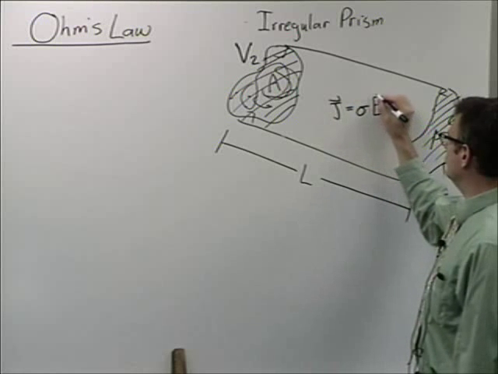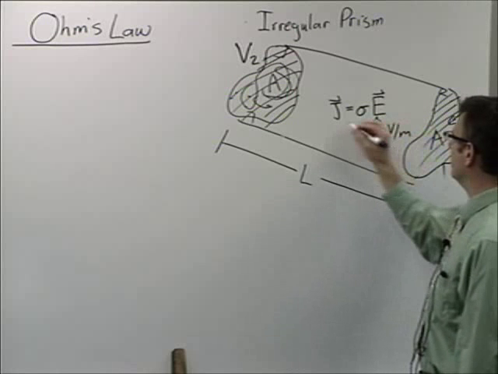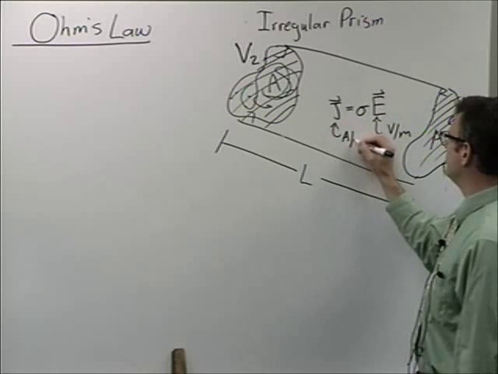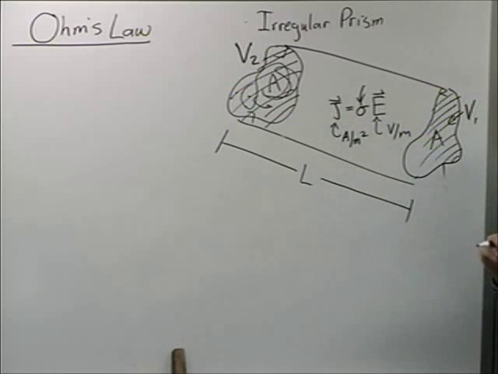is equal to the electric field. Remember, this has volts per meter. This has amps per meter squared. And of course, what kind of units does that constant have to have in order to get this to hold?